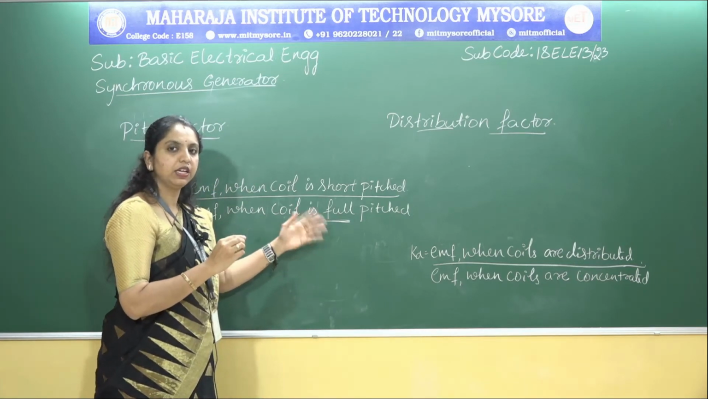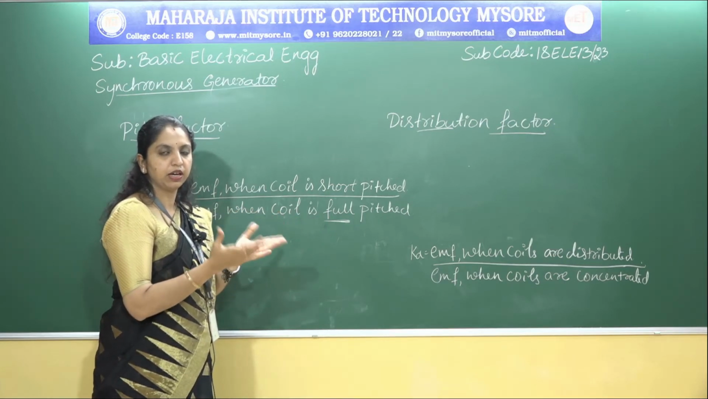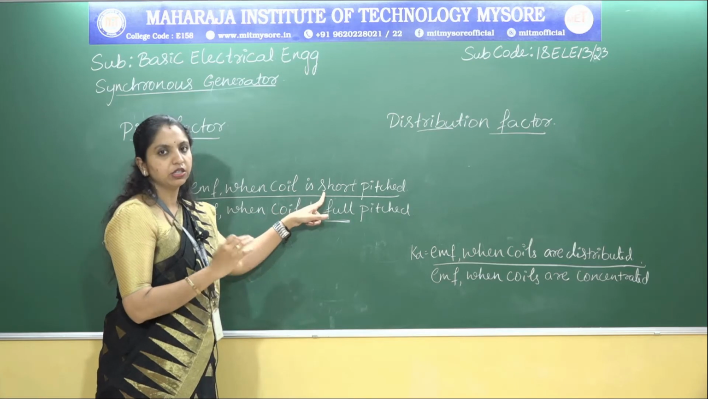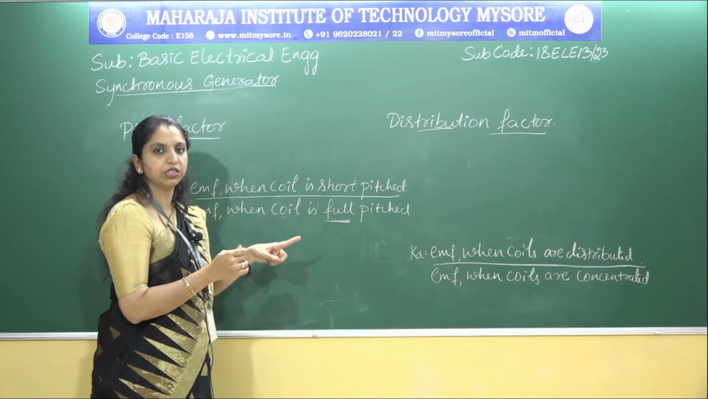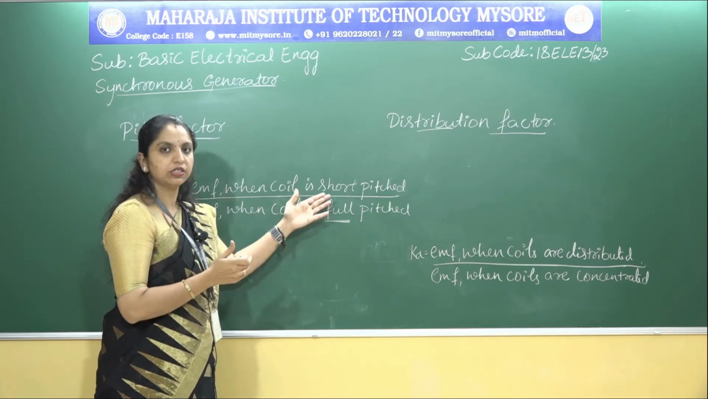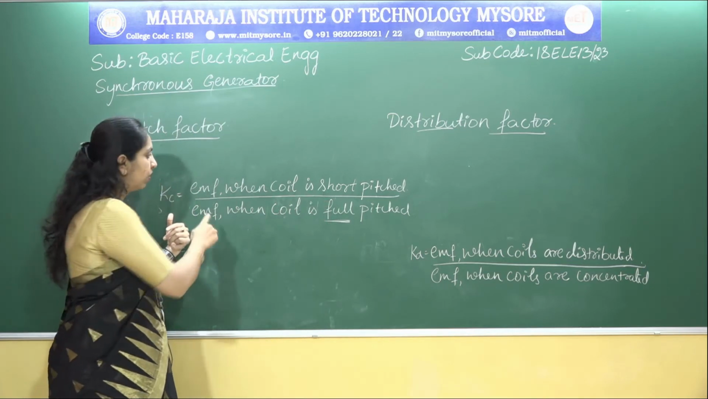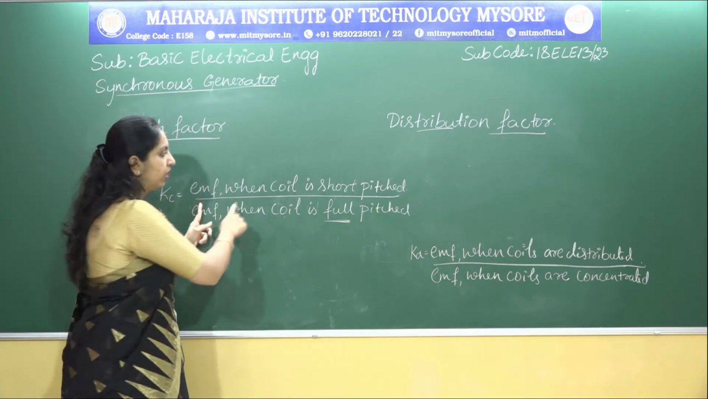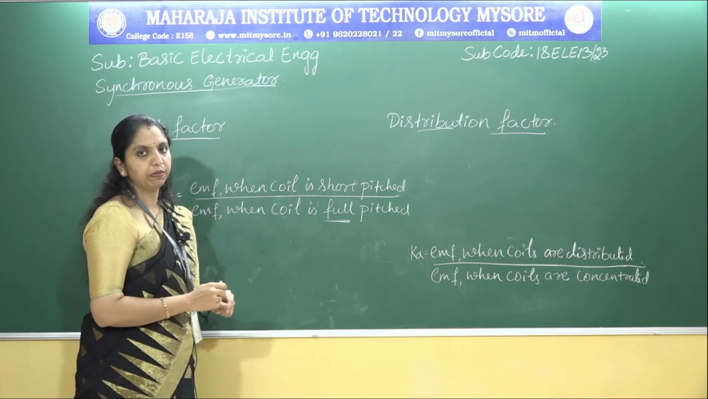And similarly, if there is any delay, when it stops with some delay, that is some angle like alpha, then we call it short pitched. So instead of completing one full revolution or rotation, if it stops somewhere else with some delay, we consider it as short pitched. Remember, the pitch factor is the ratio of the EMF when the coil is short pitched to the EMF when the coil is full pitched.